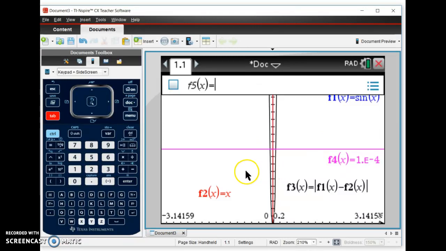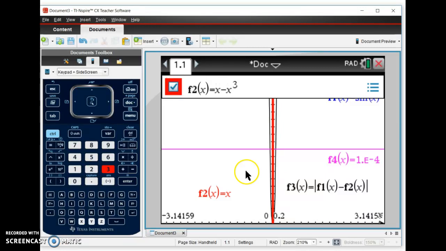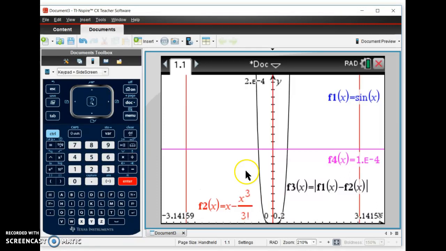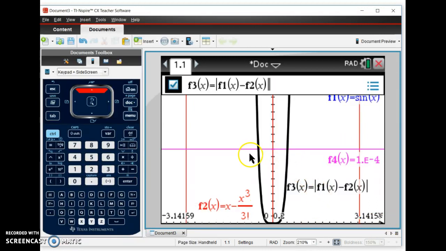So what I'm going to do is edit my f2 function. So it's not just x. I'm going to do a third degree polynomial. And now it's a little better. See how my error is now below that line on a larger interval. But it's still not good enough because I want it to be good between negative pi and pi, and it's only good between here and here. So I can add more terms to make it even better.